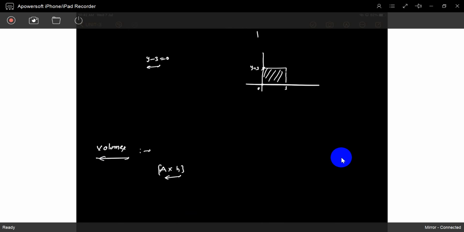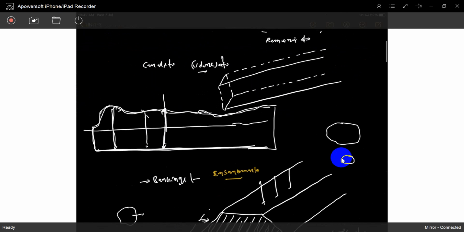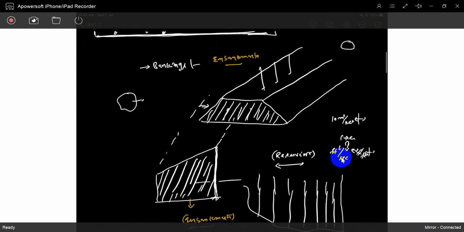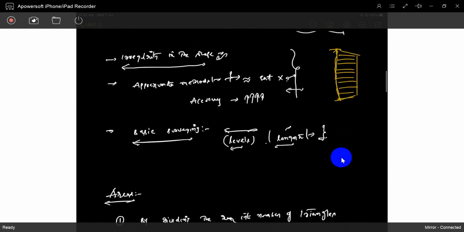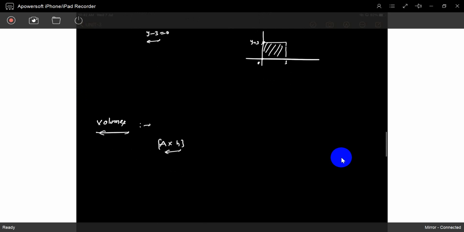Why, sir? We already discussed on the first day the purpose of calculating the volumes. Canals, embankments, cutting and filling. Say we have to dig a canal. The canal has some length. So you have to find out the volume of the canal.